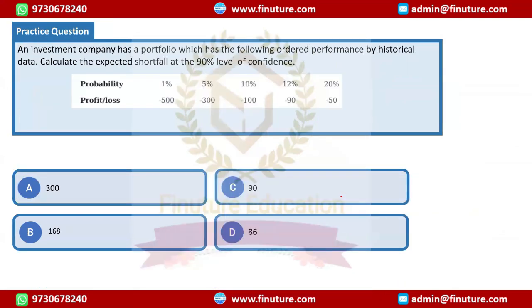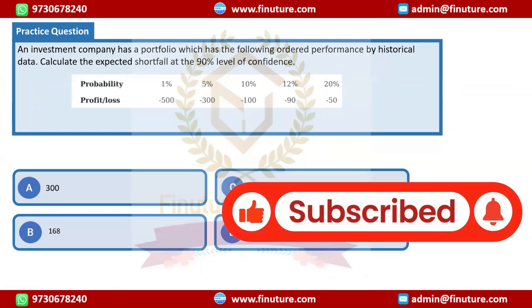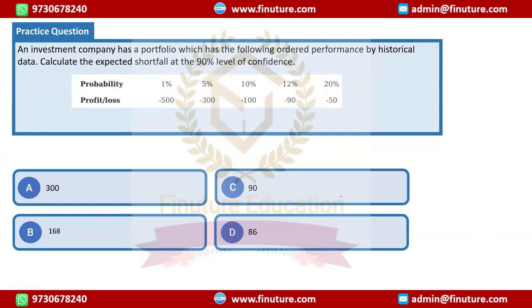And this one you can give a try. It's also based on your basic understanding of expected shortfall. So just give a try and put your answer in the comment box.